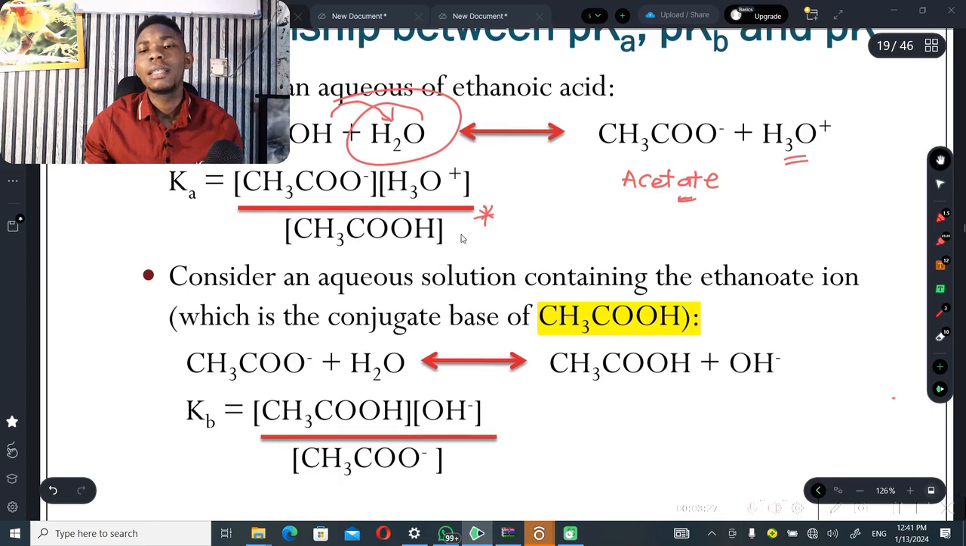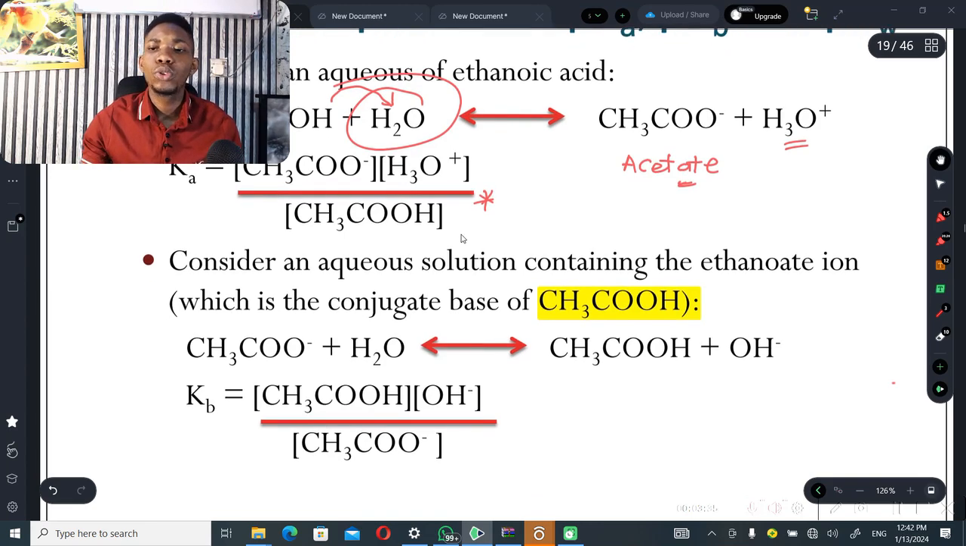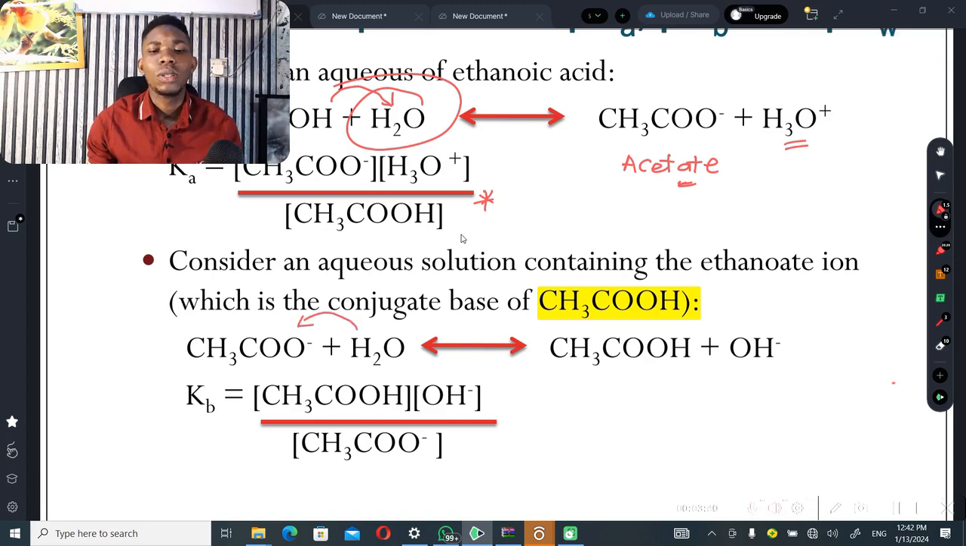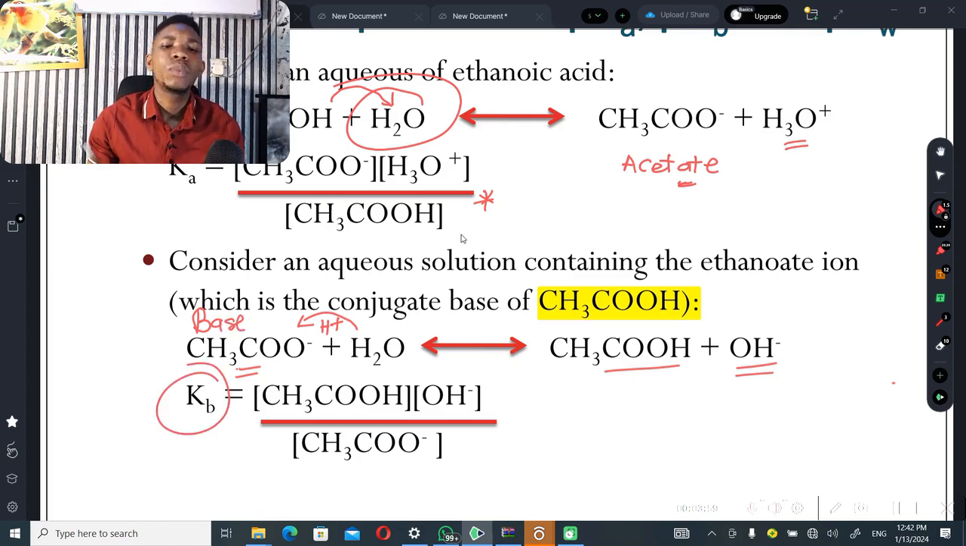This one here is a base. Hence, H2O is the acid. So it means that H2O will protonate the base by giving it its proton. When H2O protonates this base, one hydrogen ion will come here to form acetic acid plus hydroxide ion, which is OH negative. Now, because you are considering this acetate ion, which is a base, you say this is Kb, which is the base dissociation constant. Of course, the base dissociation constant gave you this and this, right?